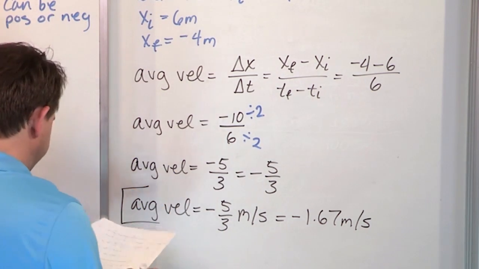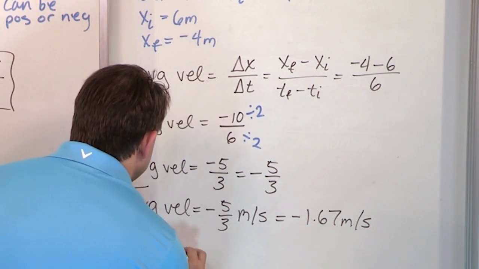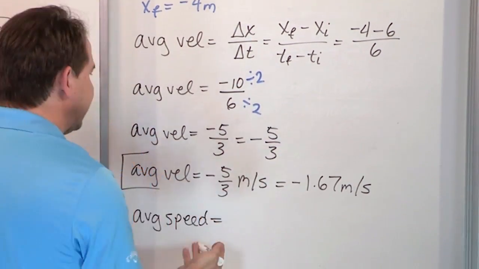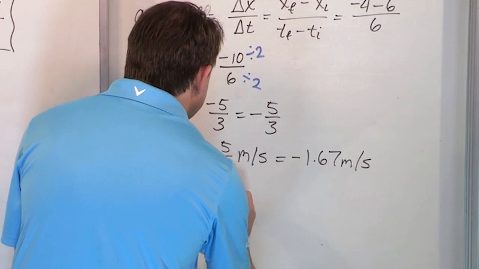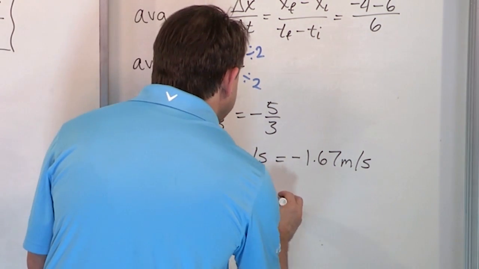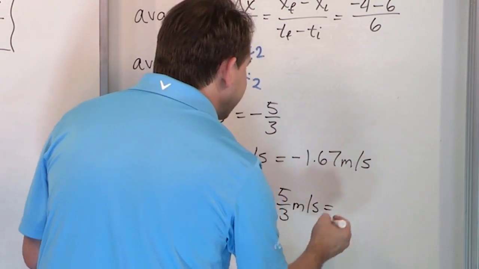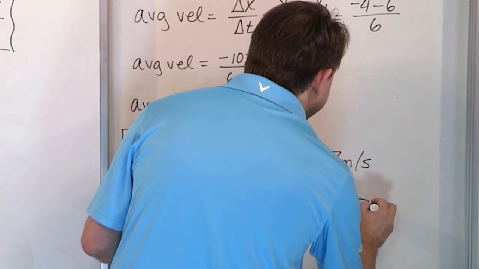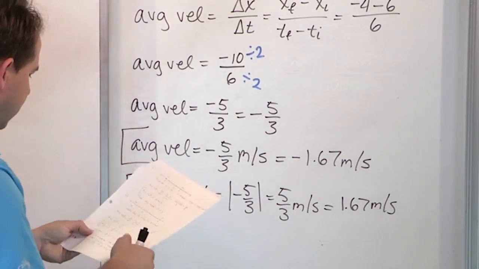That's the average velocity. What would be the average speed? Average speed is exactly the same calculation, but with the sign stripped away. The way you write it down mathematically is you take the absolute value. So it's 5/3 meters per second, which, taking the sign away, is 1.67 meters per second. That's the average speed.